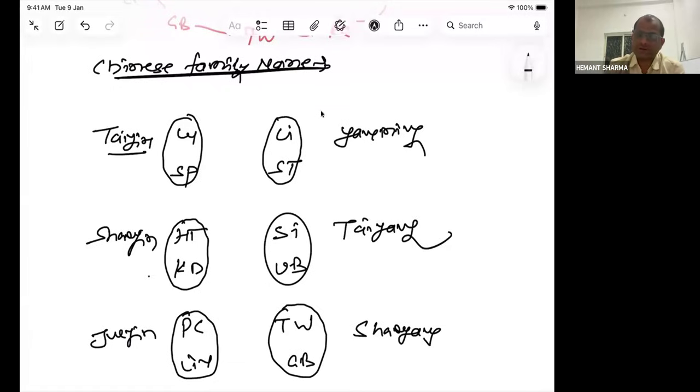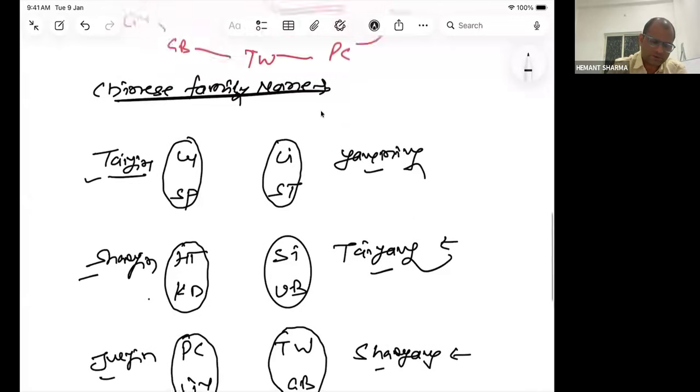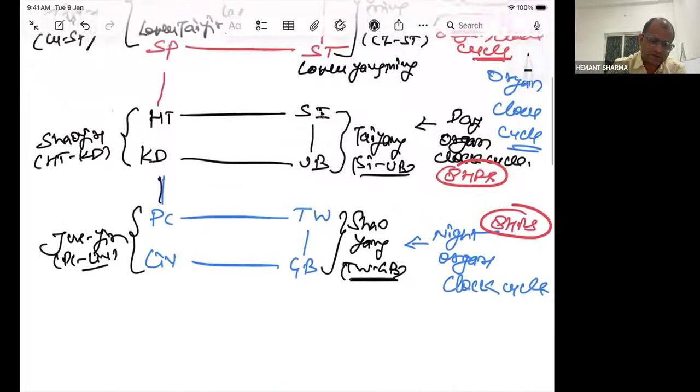Because when Chinese acupuncturists are working with patients, they also think in this way: this person is having a problem in the Tai Yang. They think, this person is having lower back pain in the Tai Yang channel. Or, this person is having migraine headache on the upper Shao Yang or the lower Shao Yang, whatever. So these names are very important. This is coming from the organ clock cycle.